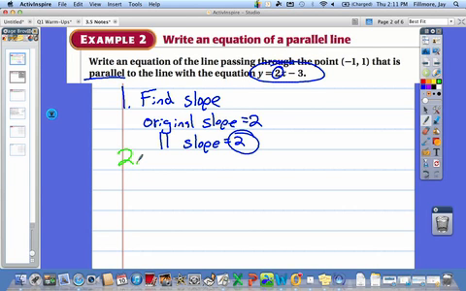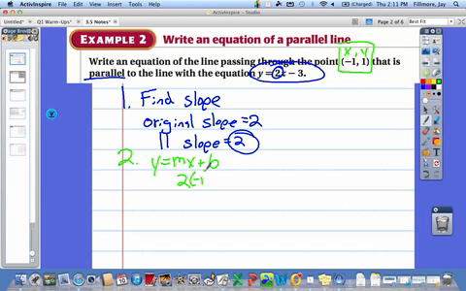Now, we're not given a graph to simply identify our y-intercept, so what we have to do is use other given information. We're going to have to use this point that they give us. We know this point is an ordered pair, represented by x and y. So with our slope-intercept form, we know the slope of our new line is going to be 2, so that's what we use. We also have an x and a y we can plug in. We know x is negative 1, y is positive 1.